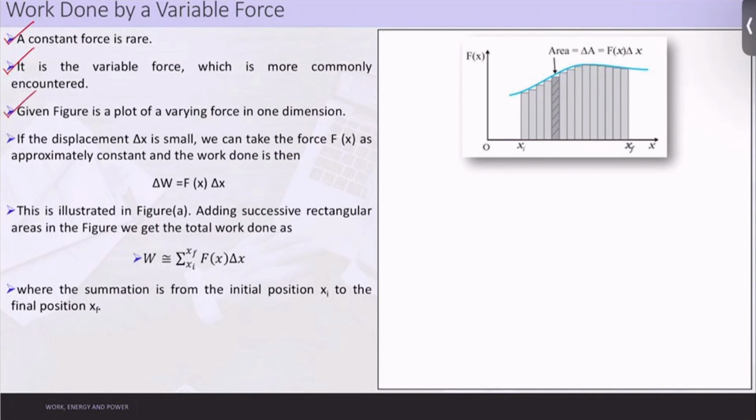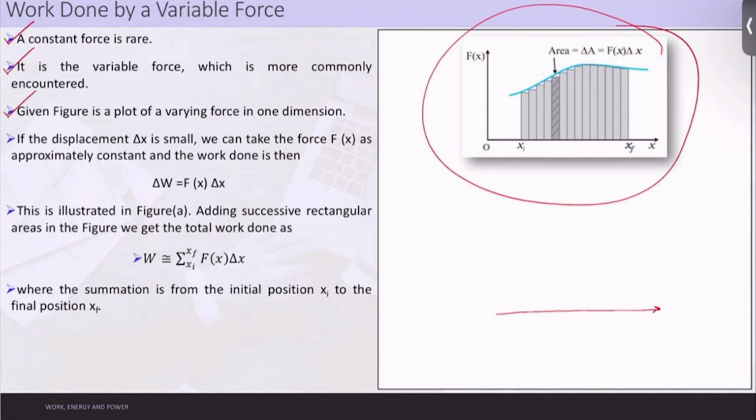The given figure is a plot of varying force in one dimension. What is the simple meaning of this? As we keep changing with the space, the amount of force which is acting is changing. So let's say we were at displacement xi. We went to this location, let's say x2, or to this location x3.